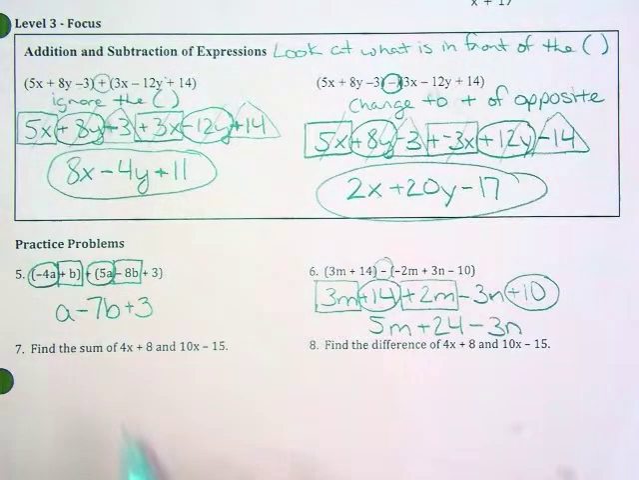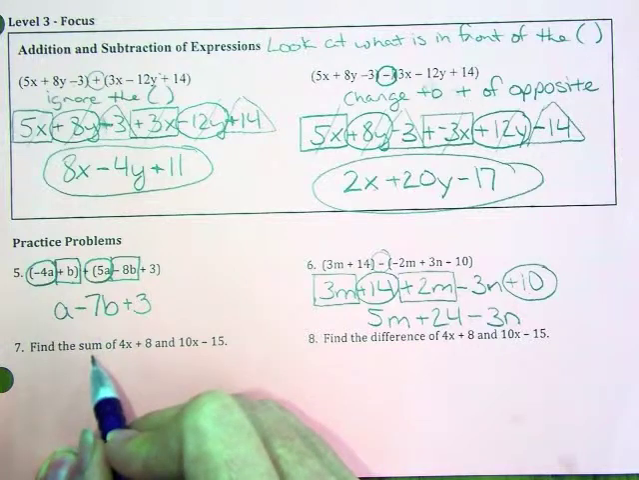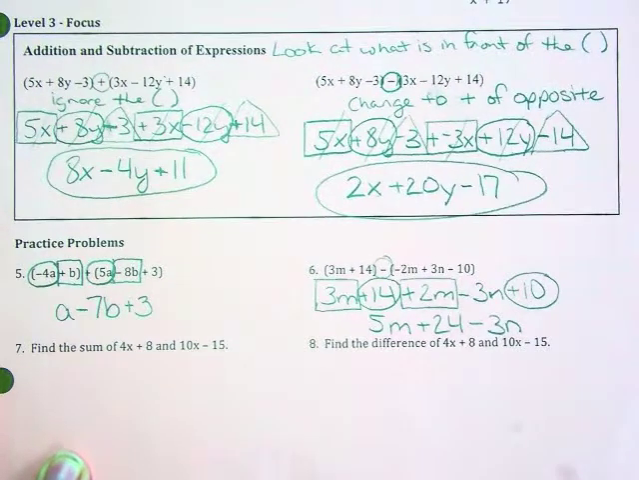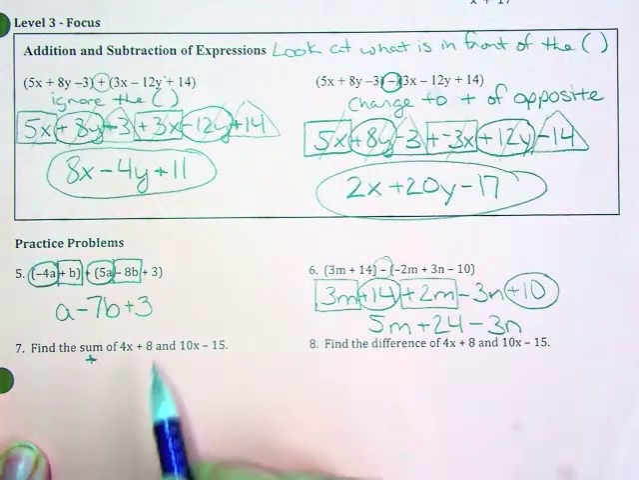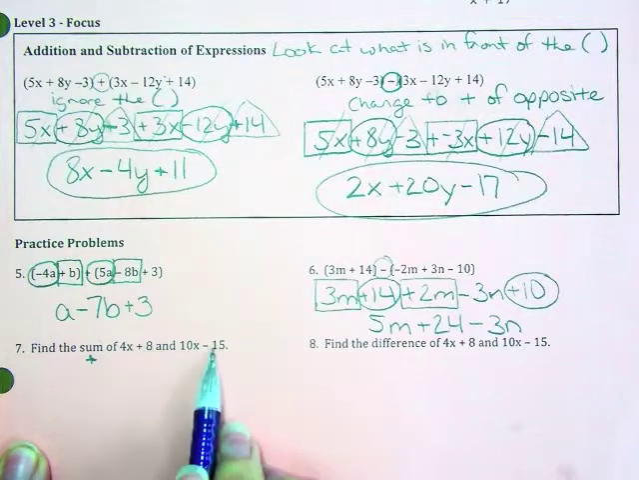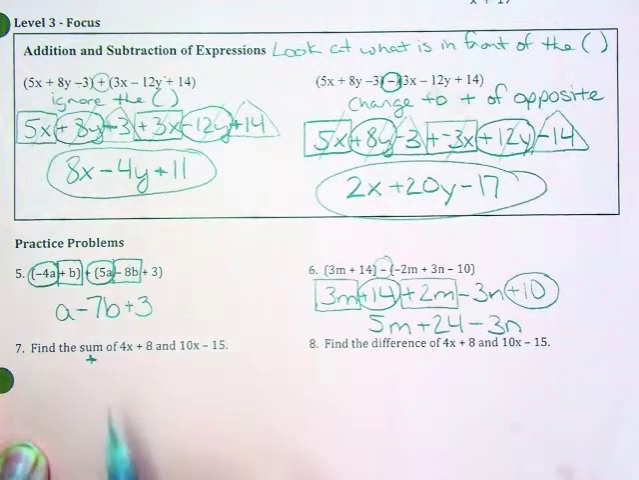All right, so sum. What does sum mean? Right below the word sum, put the operation. Hopefully you wrote a plus sign. That is what sum is asking us to do. So it wants us to add these two polynomials. Here's why we tend to see all these parentheses. We like to group things.